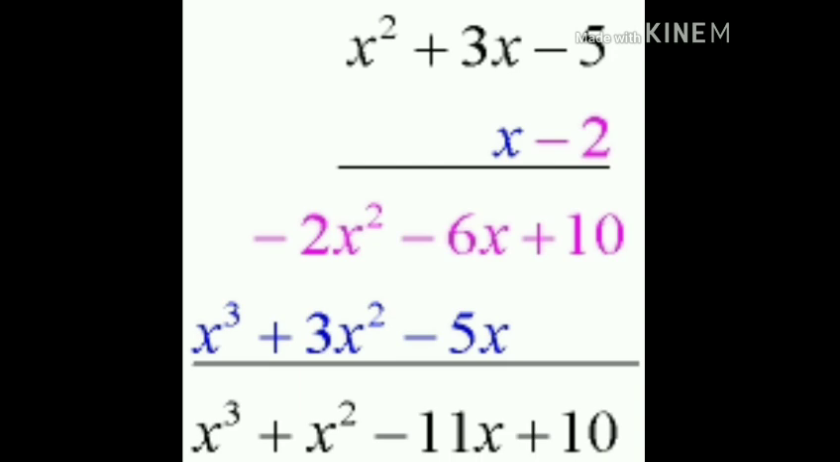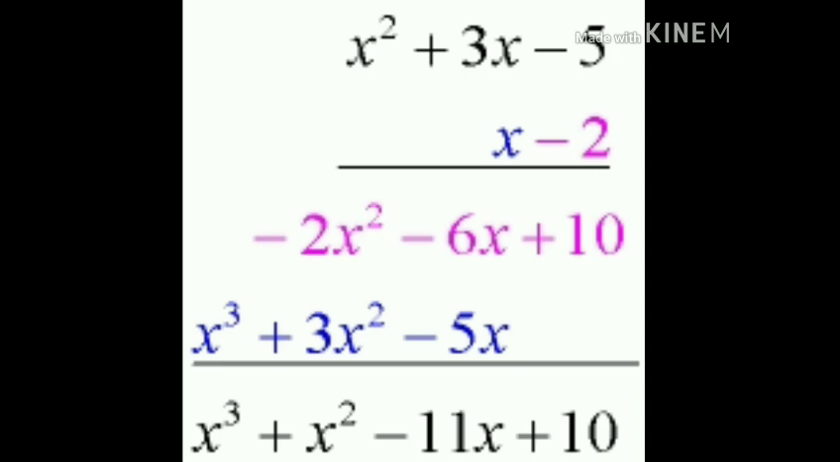So this last example shows how to multiply polynomials using the vertical method. The given is x squared plus 3x minus 5 times x minus 2. First, you need to multiply negative 2 from x minus 2 to x squared, and multiply it next to 3x and to negative 5.